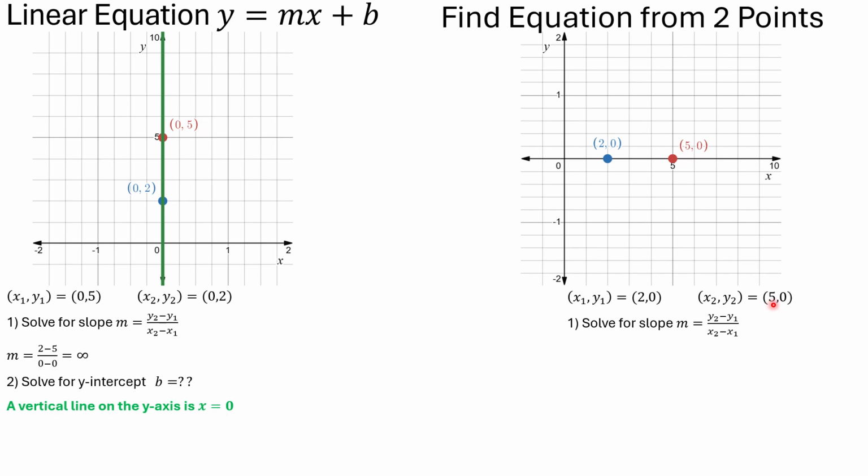x2 minus x1, that's going to be 5 minus 2. Doesn't matter. This slope is still going to be 0. When we have a vertical line, our slope is infinite. When we have a horizontal line, our slope is going to be equal to 0.